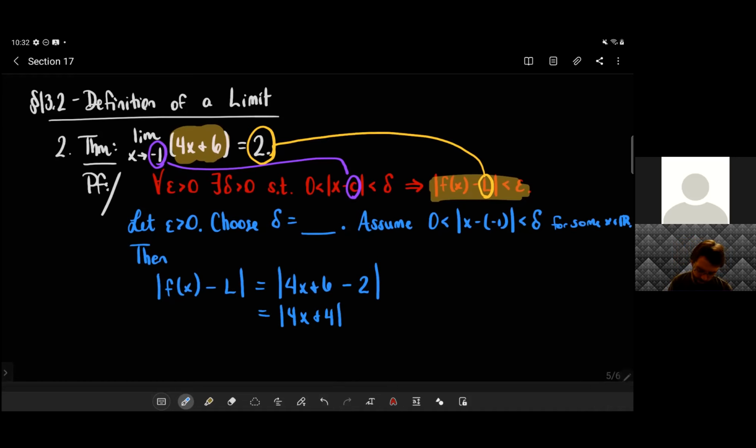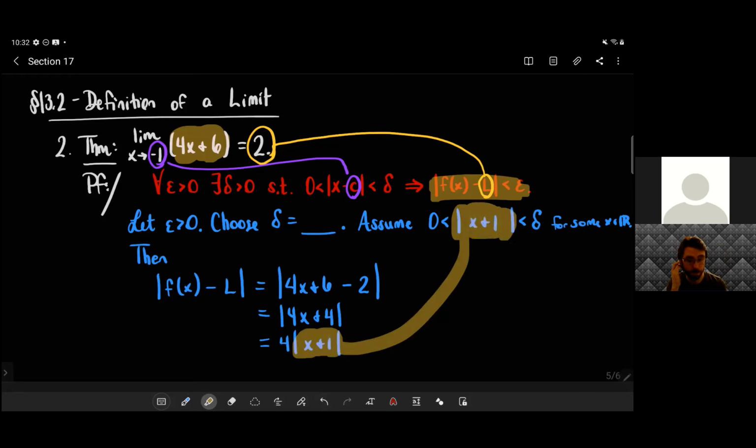If you don't think that, what you should do is look here and be like, well, I'm assuming this thing is true. I should always use my assumption somewhere. Maybe I'll rewrite this in a nicer form. Instead of saying minus -1 here, I'll just say +1. So look at that. The absolute value of X plus 1 is in our assumption. And if I pulled a 4 out, the absolute value of X plus 1 is also here.